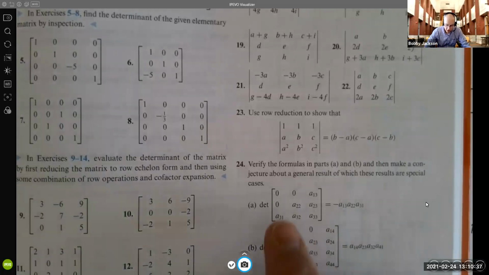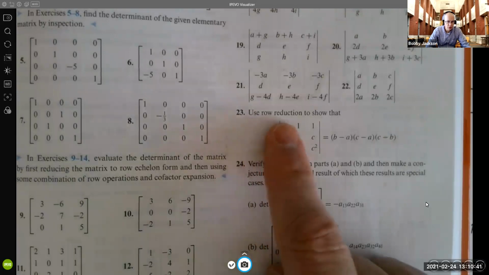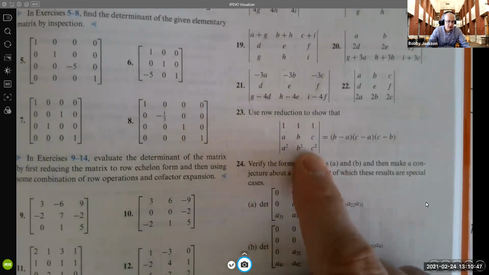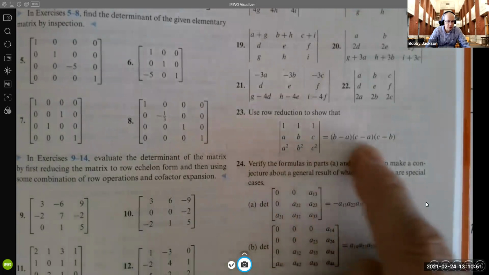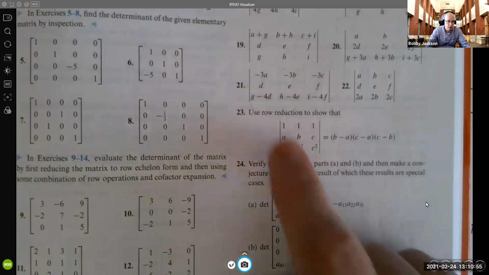Okay, we're going to look at section 2.2, number 23, and we're going to use row reduction to show that the determinant of this matrix here, where a, b, and c are some constant real numbers, is equal to this interesting sort of factored expression. So we're going to use row reduction.